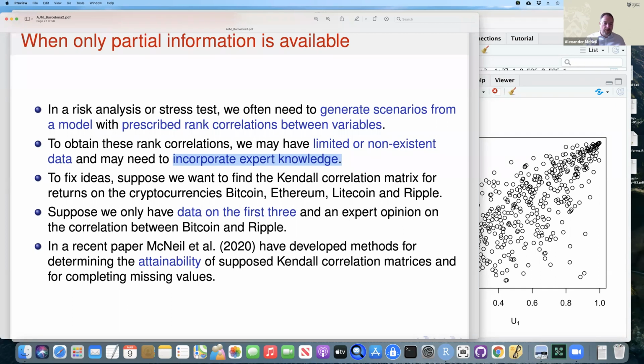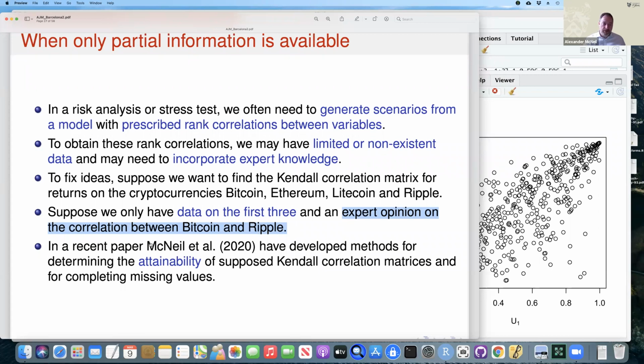And I'm going to take an example with some cryptocurrencies where I had some data. Bitcoin, cryptocurrencies, it's kind of the flavor of our times. I know you've got a course on it, so I just took this for fun, really, as an example. And we're going to suppose that we have data on the first three. In reality, we have data on all of them. But suppose we have data on the first three, and we just have an expert opinion on the correlation with Ripple, Bitcoin and Ripple. We're going to look at how we can determine correlations when we don't have much data.